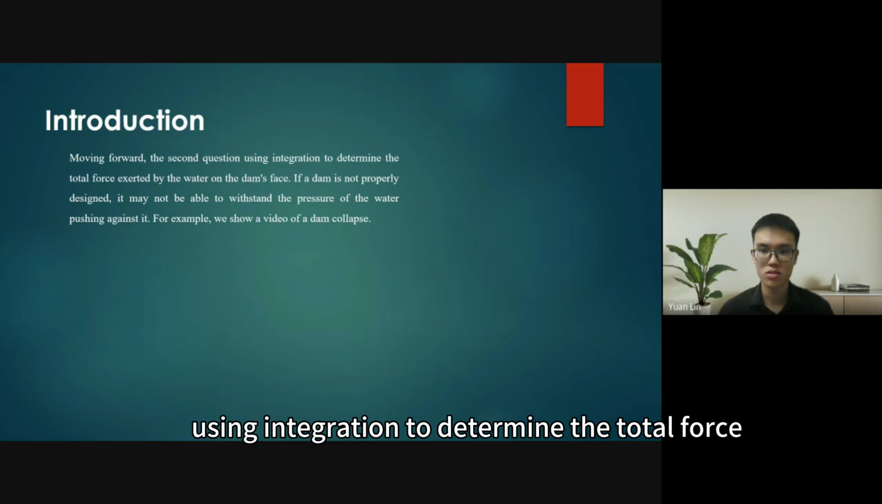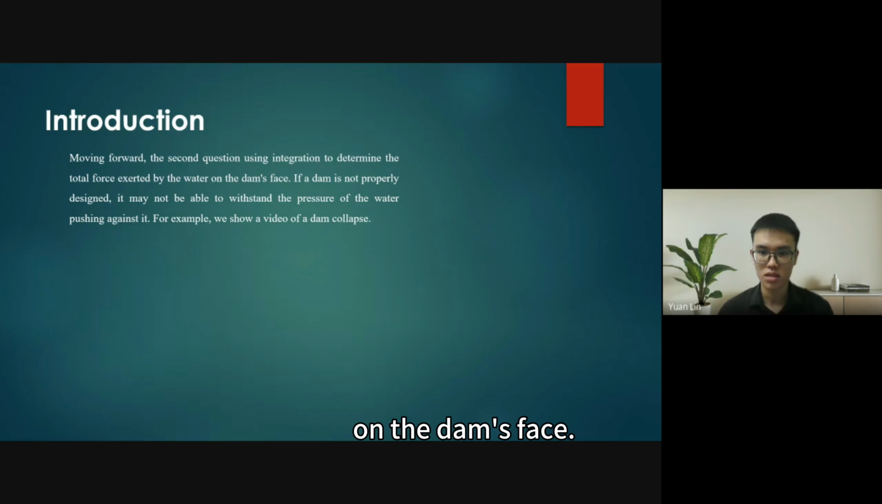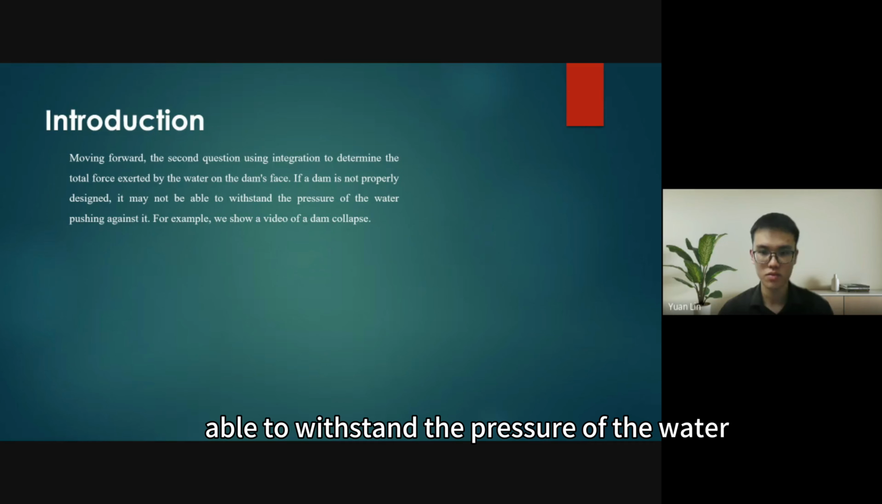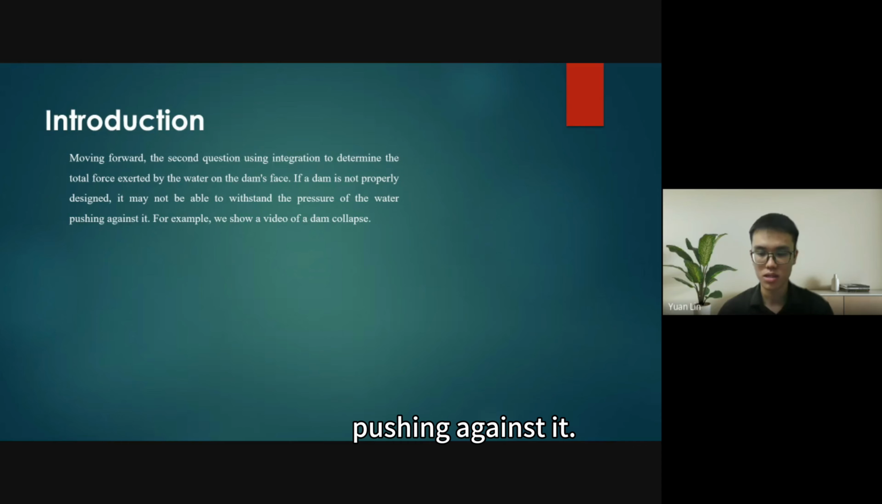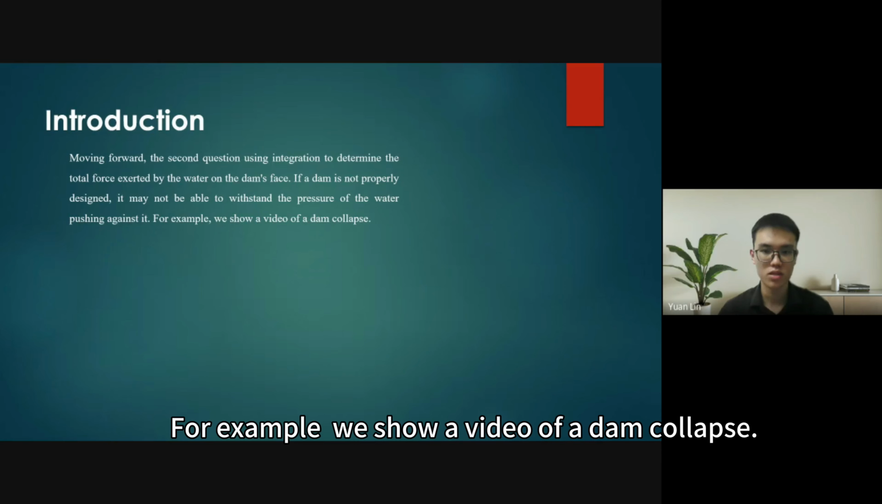The second question uses integration to determine the total force exerted by the water on the dam's face. If a dam is not properly designed, it may not be able to withstand the pressure of the water pushing against it. For example, we show a video of a dam collapse.